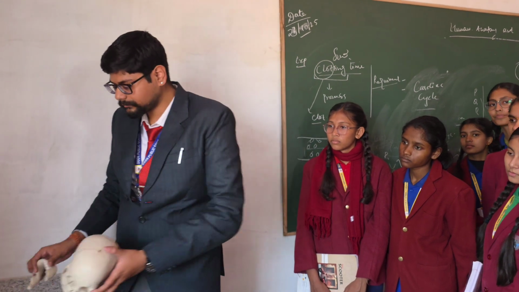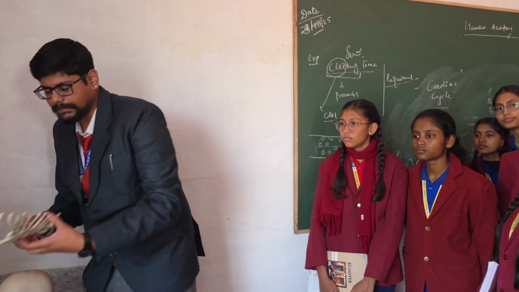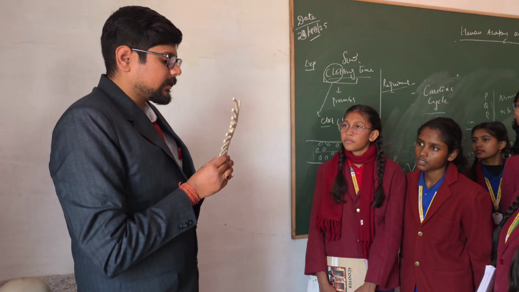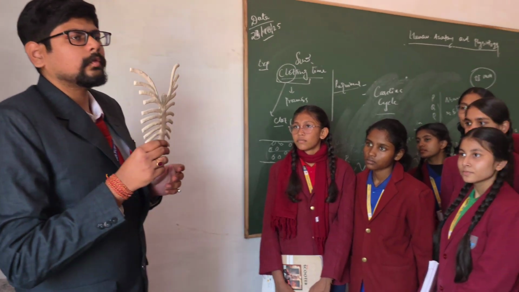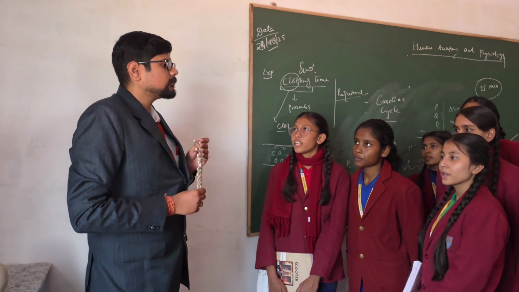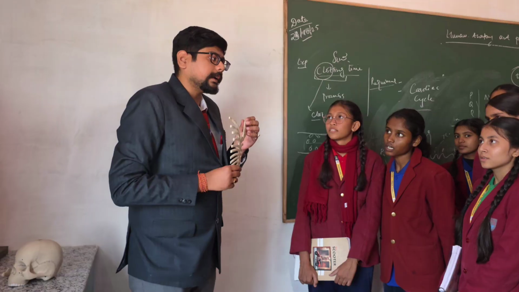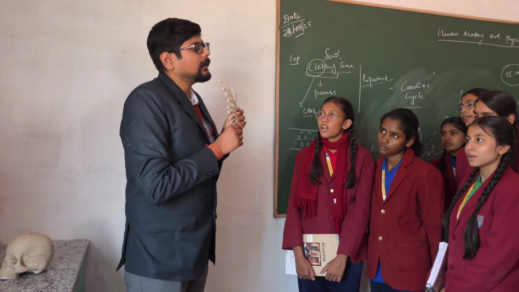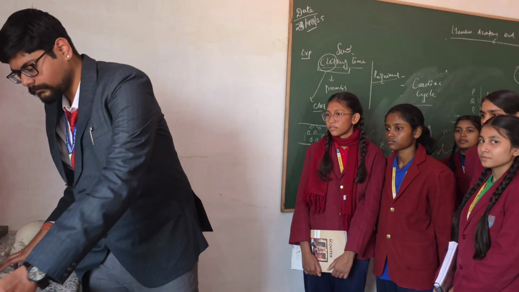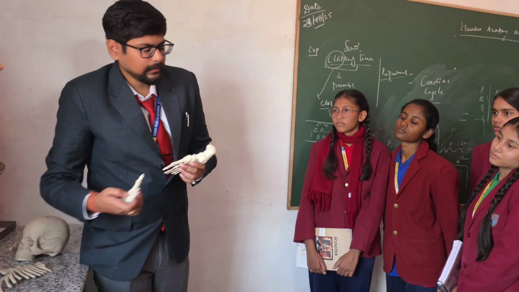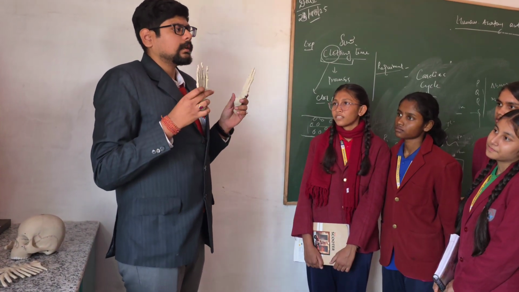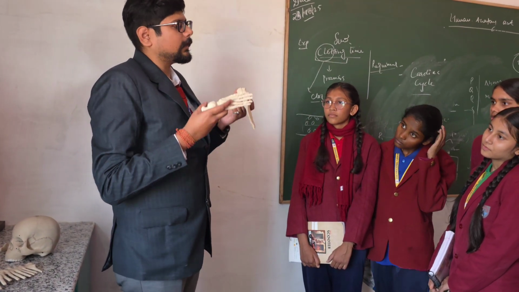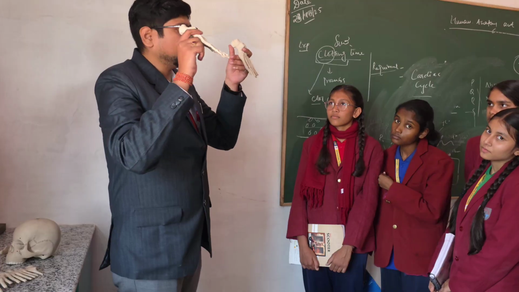Okay. Now this is the rib. What is the function of a rib? Very good. To protect both the lungs and the heart. This is the carpals. And what is the function of carpals? We use them for the hands, the palm.